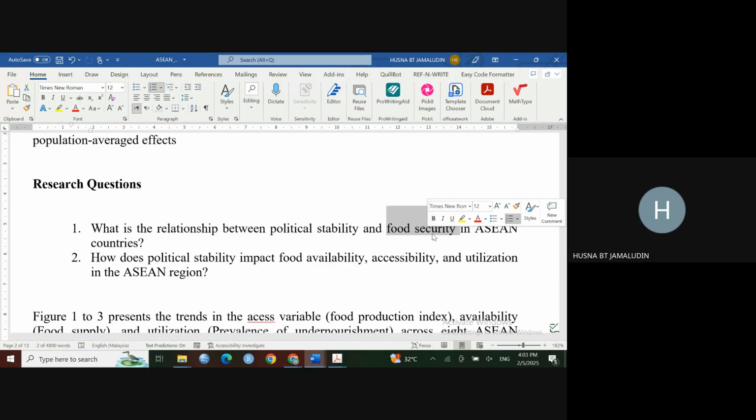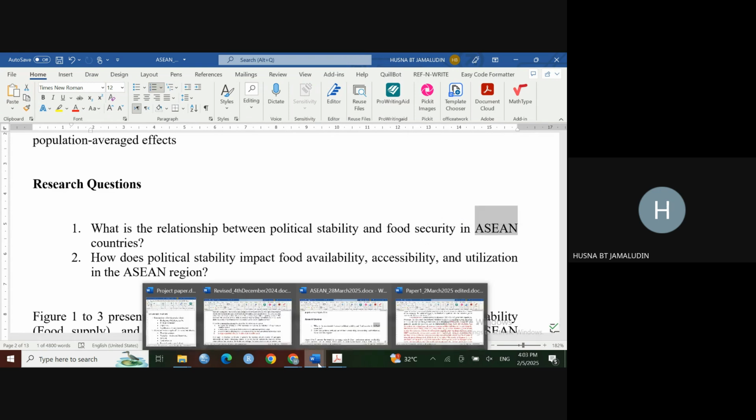Literature review will tell you that when you touch on food security, there will be a lot of factors that affect food security in ASEAN. So that is my comment on the objective. Your topic shouldn't be too narrow, or else your objective will be very limited. So can I move to the next paper?